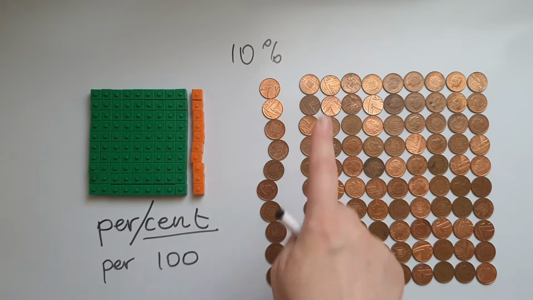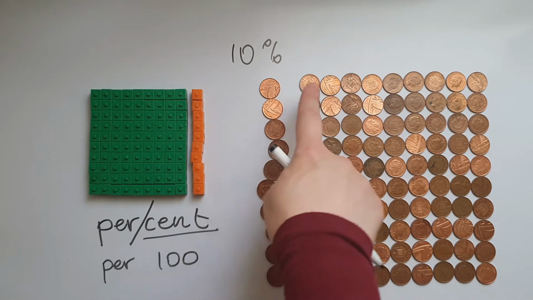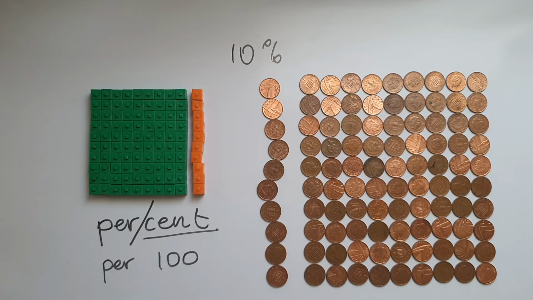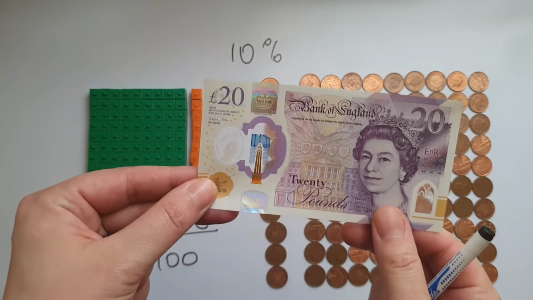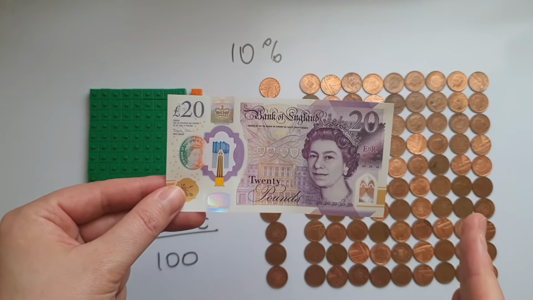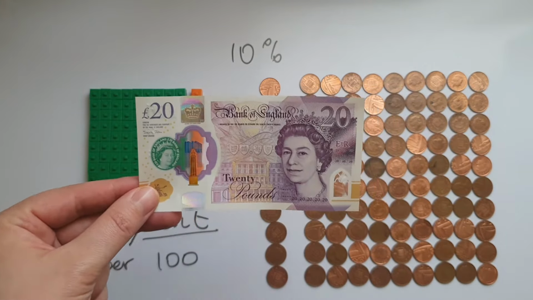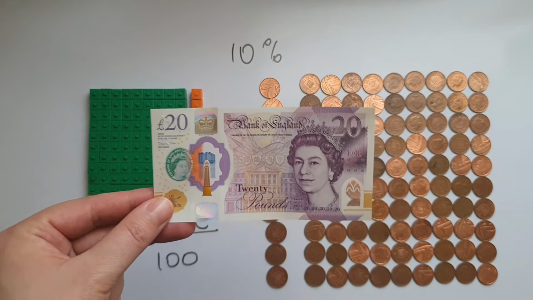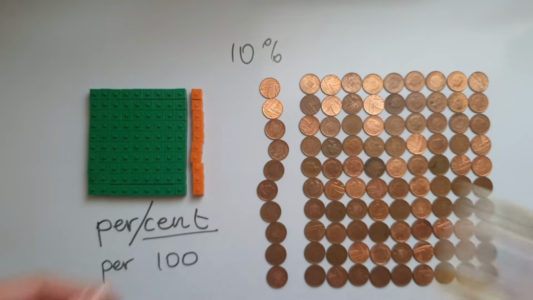What else do you notice? How many columns do I have here? I've got 1, 2, 3, 4, 5, 6, 7, 8, 9, 10. So 10 columns of 10 each. So 10% is also the same as saying 1/10 or 1 out of 10. So going back to this, I could split the 20 into 10 pieces and get just one of them to work out 10%. So 20 divided by 10 gives me 2, and there I have the 10% worked out.